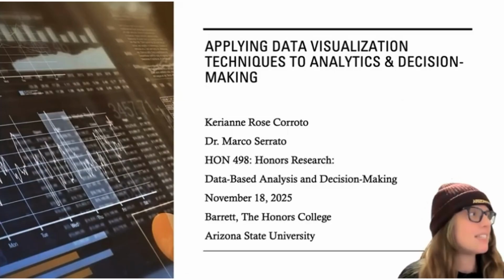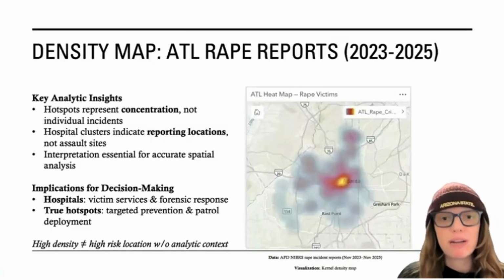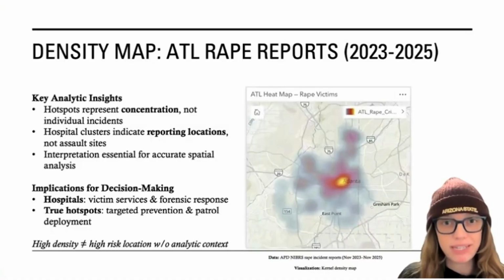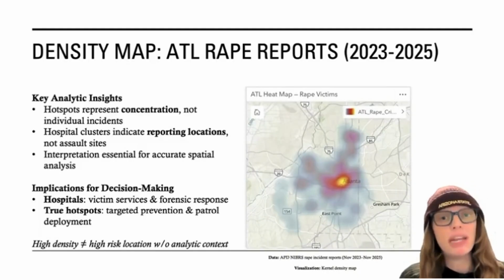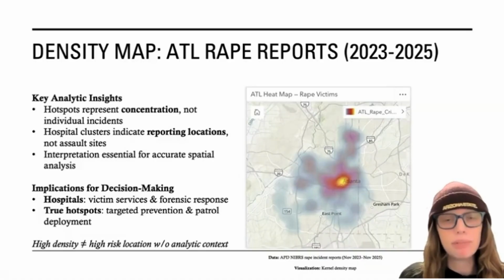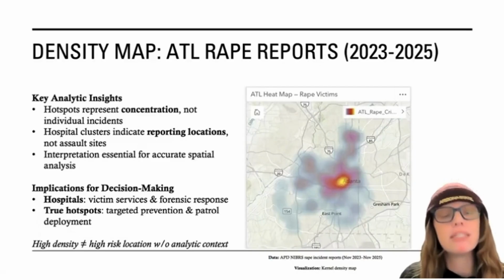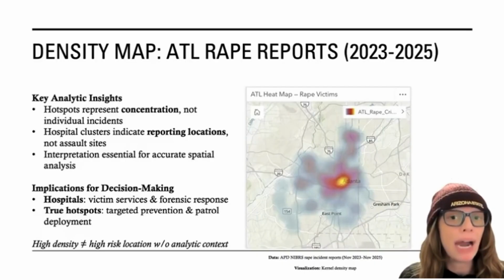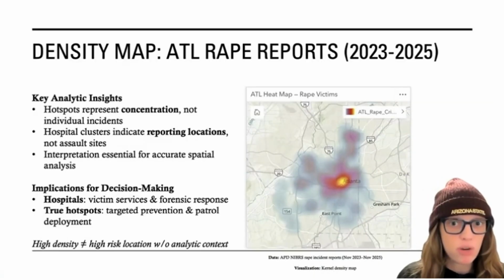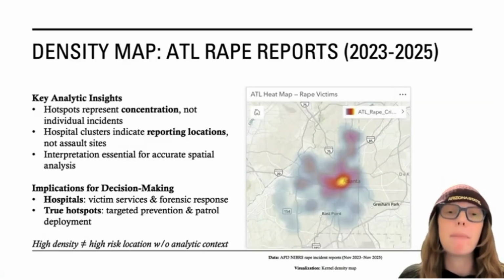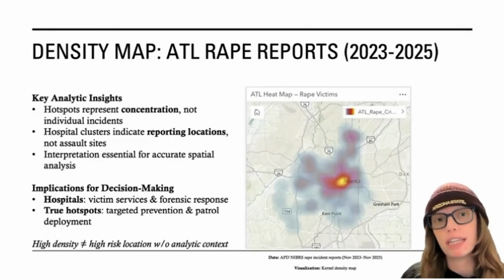of analysis. Density maps are especially valuable in spatial decision making because they reveal concentration rather than individual points. I used this visualization to analyze rape incidents reported in Atlanta between 2023 and 2025. Unlike point maps, which can become cluttered and misleading in urban environments, density maps smooth the data to highlight hotspots where incidents cluster most intensely. By highlighting spatial concentration, density maps help identify areas that may require focused intervention or further investigation.